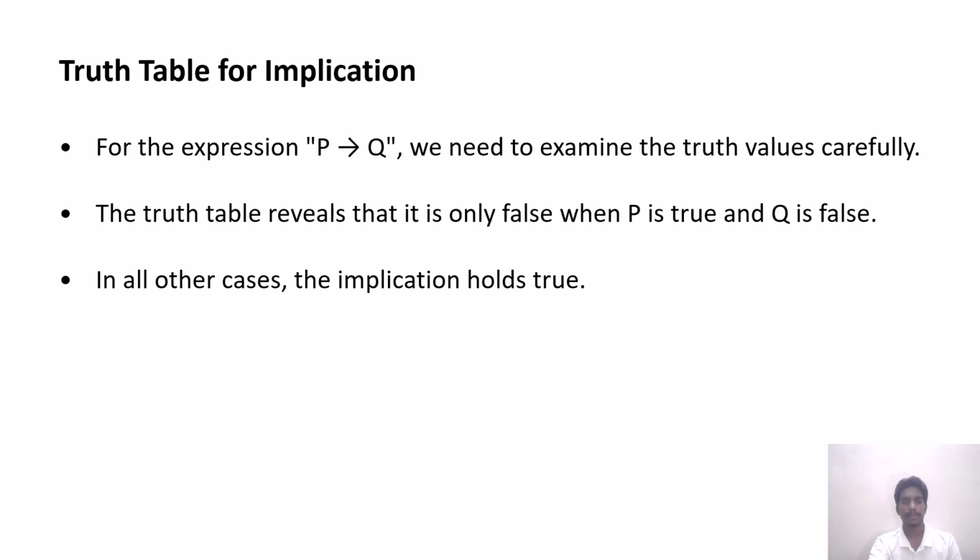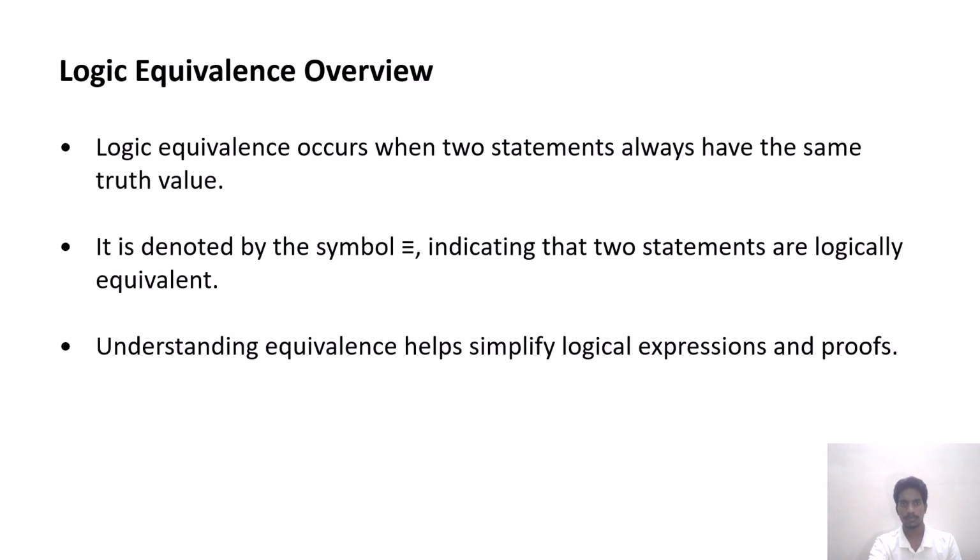Truth table for implication. For the expression P → Q, we need to examine the truth values carefully. The truth table reveals that it's only false when P is true and Q is false. In all other cases, the implication holds true. Logical equivalence overview. Logical equivalence occurs when two statements always have the same truth value. It is denoted by the symbol ≡, indicating that two statements are logically equivalent. Understanding equivalence helps simplify logical expressions and proofs.